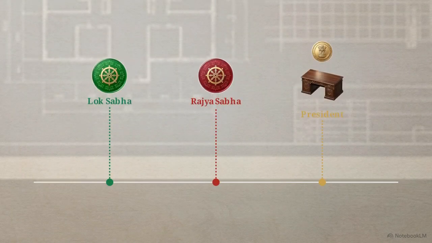We can see this whole machine in action during the creation of a law. A proposal starts as a bill, which must first pass a vote in the green-themed halls of the Lok Sabha. From there, it moves into the red chambers of the Rajya Sabha, where state representatives review it to ensure it serves the interests of the entire country. Even after both houses agree, the bill has no power until it reaches the president. Once signed, it officially becomes the law of the land.